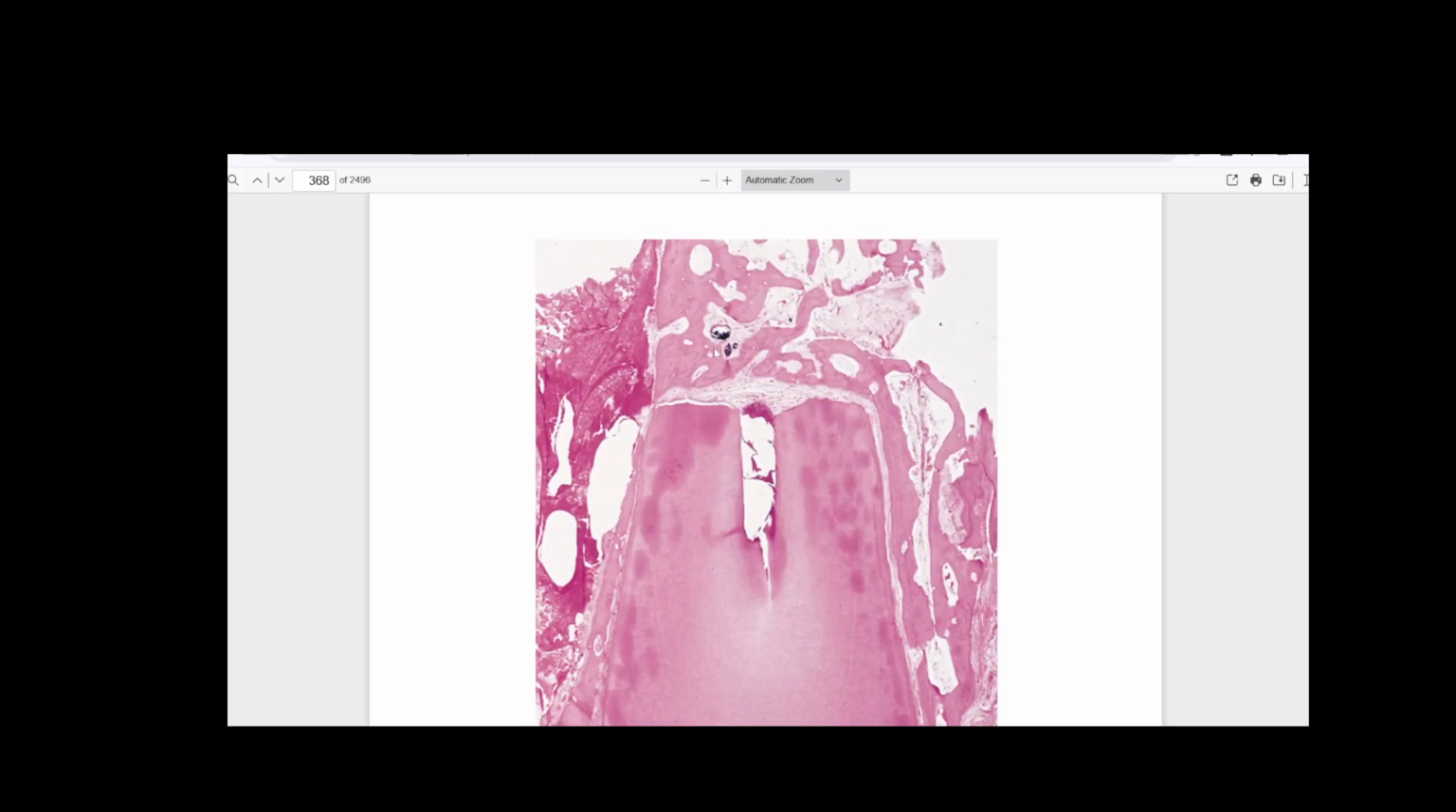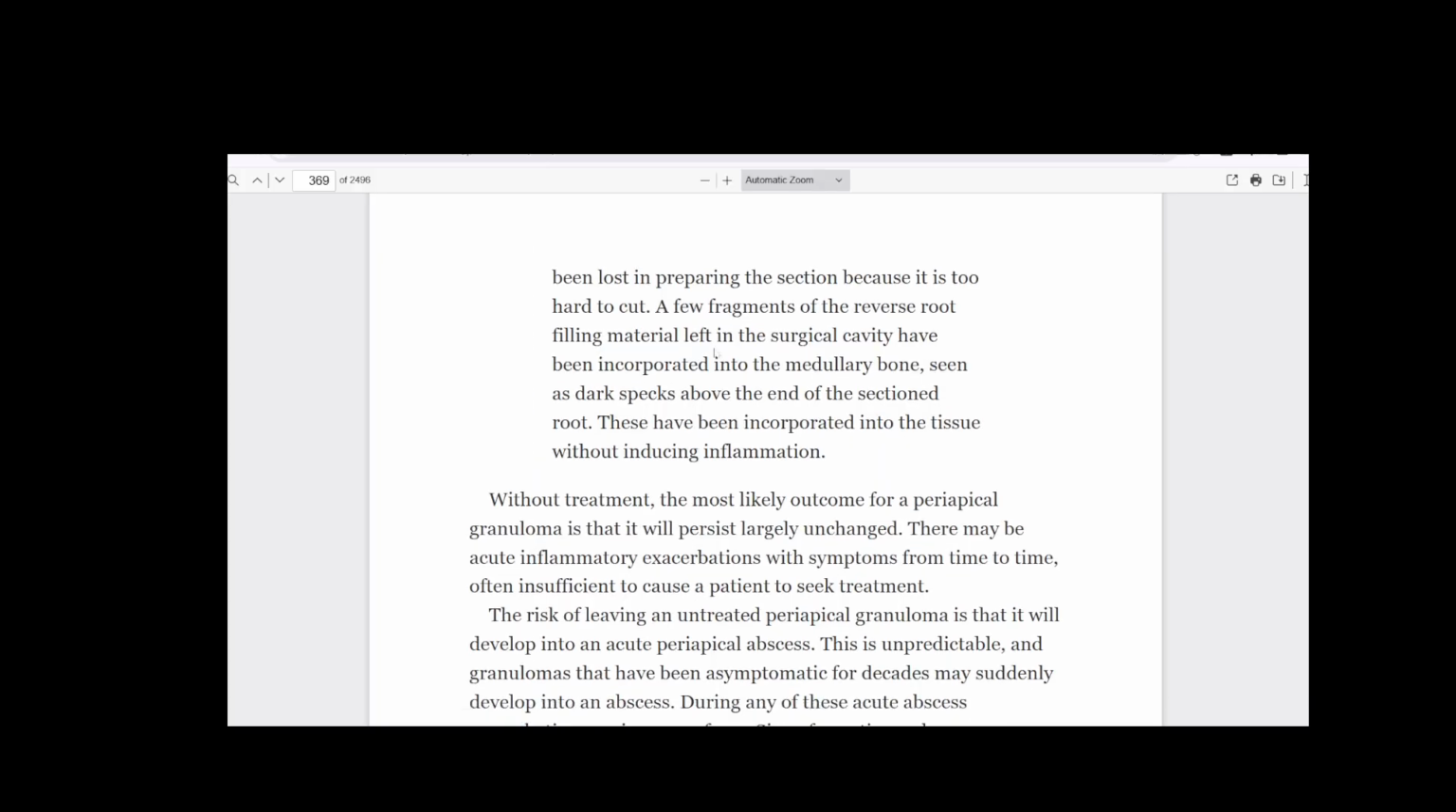The root-filling material in the canal has been lost in preparing the section because it is too hard to cut. A few fragments of the reverse root-filling material left in the surgical cavity have been incorporated into the medullary bone, seen as dark specks above the end of the sectioned root. These have been incorporated into the tissue without inducing inflammation.